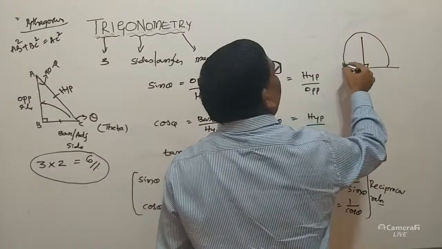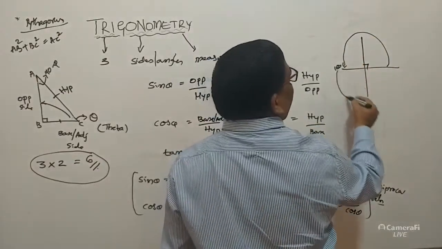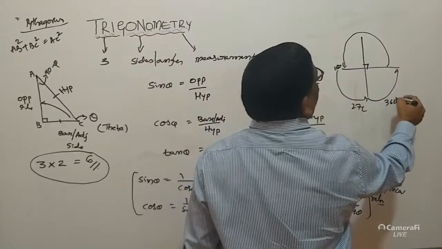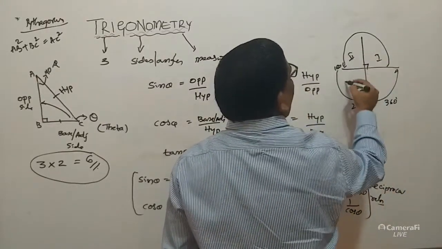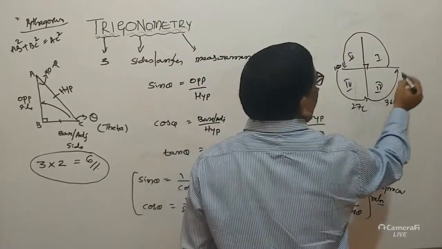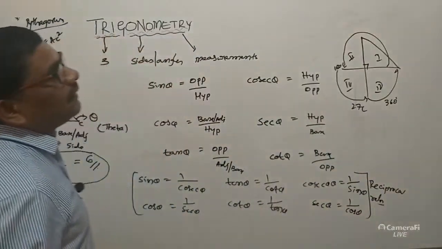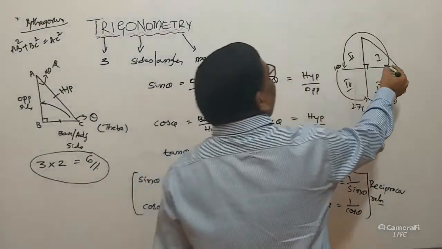This is called up to 180 degrees. This is 180 degrees. This is up to 270 degrees, as well as up to 360 degrees. This is the first quadrant, second quadrant, third quadrant, as well as the fourth quadrant. So basically we are learning only the first quadrant part.